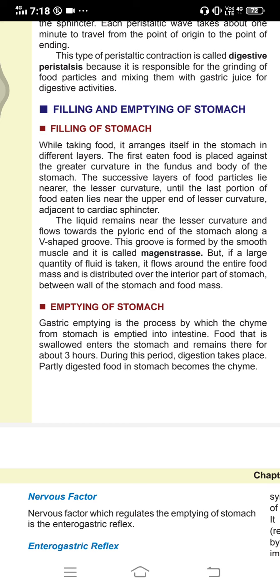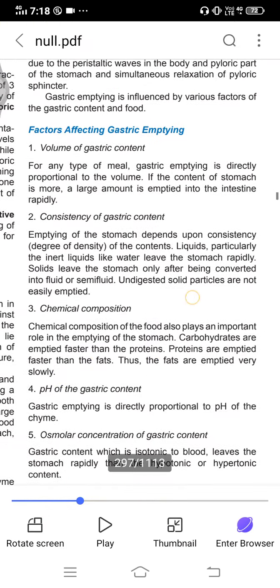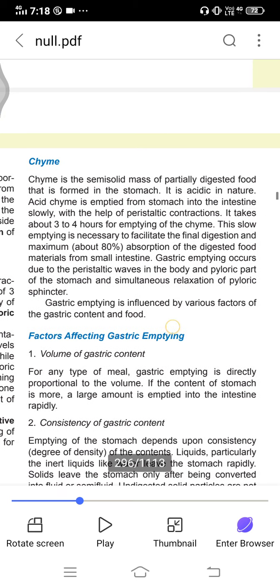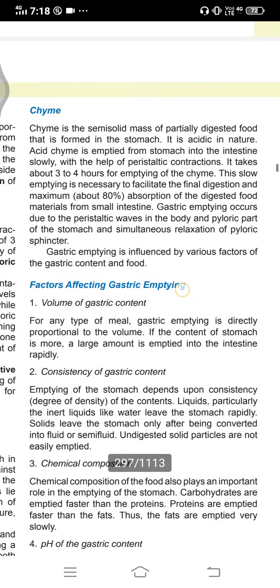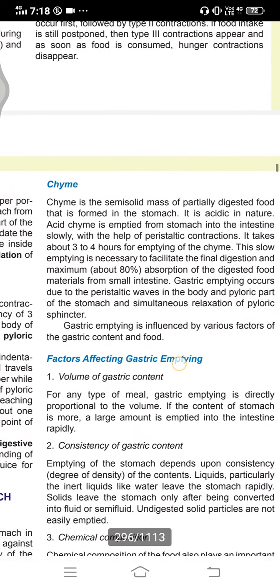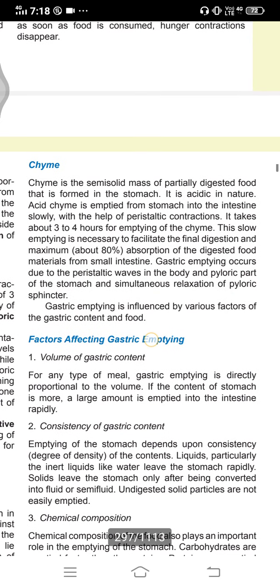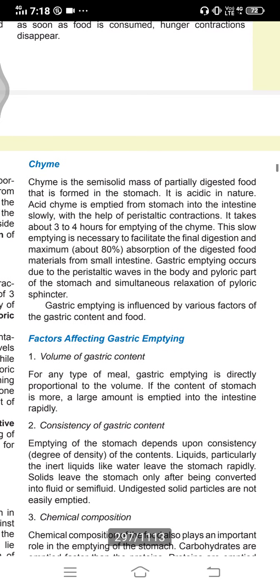Emptying of the stomach. Gastric emptying is a process by which the chyme from the stomach is emptied into the intestine. Food that is swallowed enters the stomach and remains there for about 3 hours. During this period, digestion takes place. Partially digested food in the stomach becomes the chyme. What is chyme? It is the semi-solid mass of partially digested food that is formed in the stomach. It is acidic in nature.